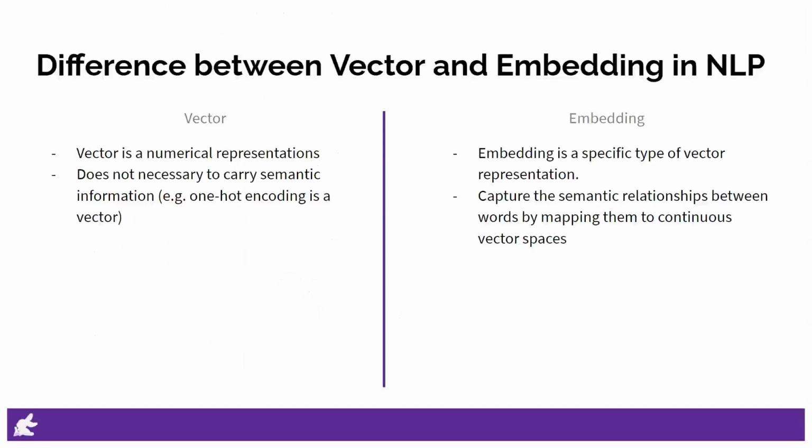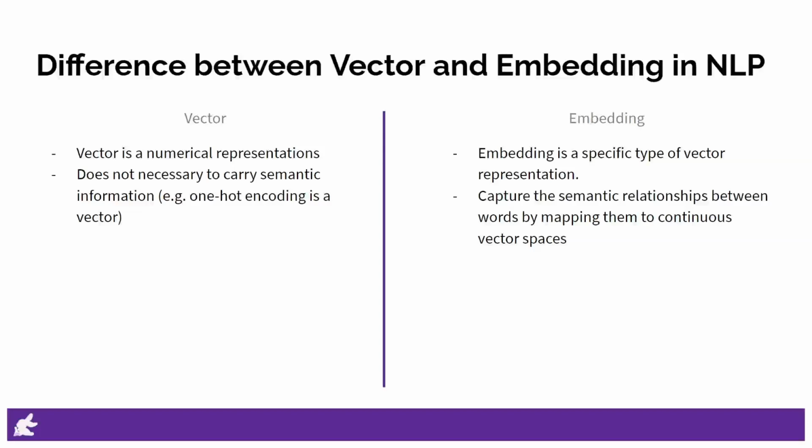Vectors can be created using techniques such as one-hot encoding, where each word is represented as a binary vector with a 1 in the position corresponding to the word's index in the vocabulary and zeros elsewhere. This method results in high-dimensional, sparse vectors that lack semantic information and struggle to capture relationships between words.